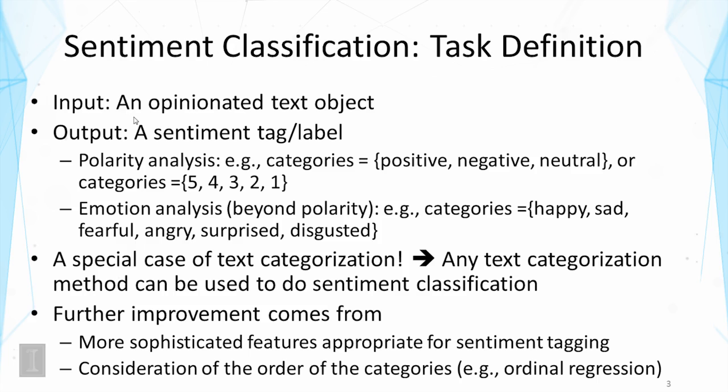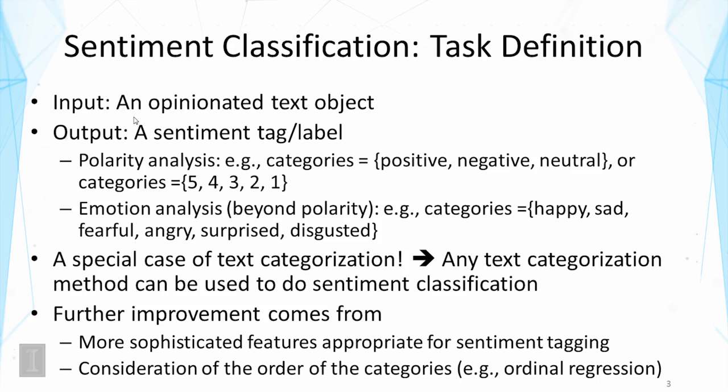In the case of polarity analysis, we sometimes also have numerical ratings, as you often see in some reviews on the web. 5 might denote the most positive, and 1 may be most negative, for example. In general, you have just discrete categories to characterize the sentiment. In emotion analysis, of course, there are also different ways to design the categories. The 6 most frequently used categories are happy, sad, fearful, angry, surprised, and disgusted.